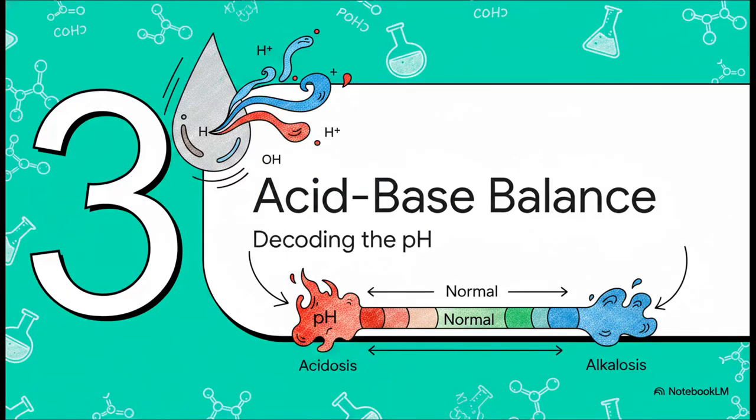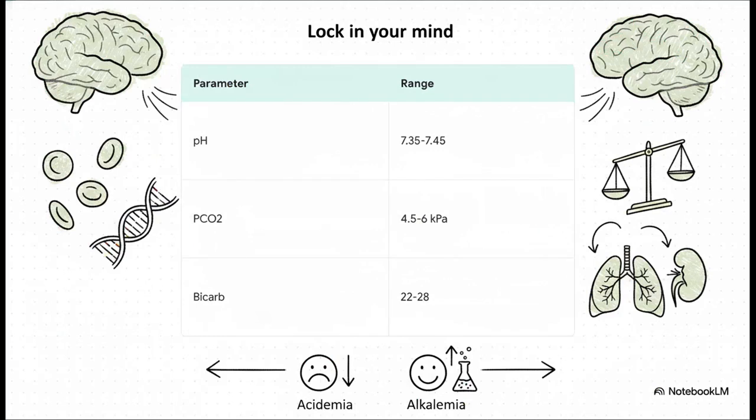Section 3. Decoding acid-base balance. All right, I need you to just lock these 3 normal ranges into your brain right now. pH, that should be between 7.35 and 7.45. Partial pressure of CO2 should be sitting between 4.5 and 6 kilopascals. And bicarbonate should be right between 22 and 28 millimoles per liter. Why are these so important? Because comparing these specific numbers is exactly how we figure out if we're dealing with a primary respiratory problem or a primary metabolic problem. Remember, a pH below 7.35 is acidemia, above 7.45 is alkalemia.